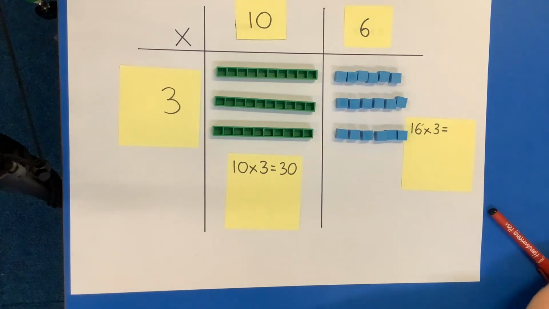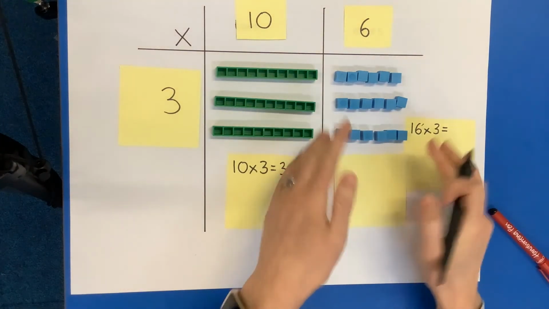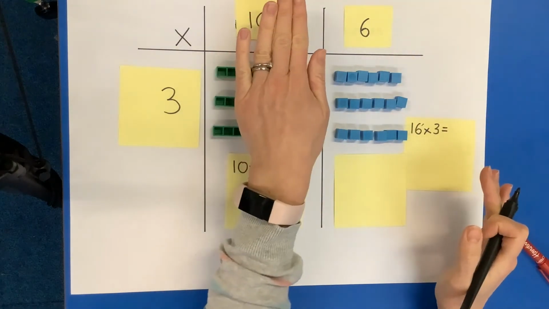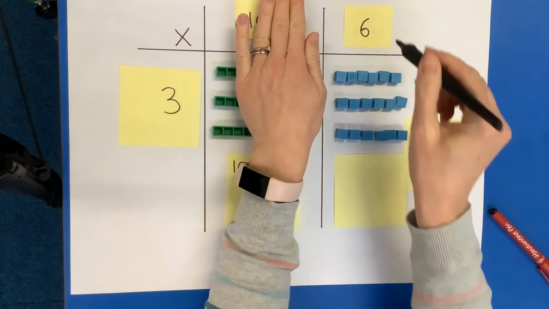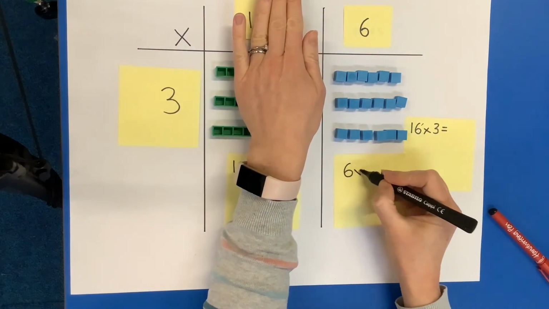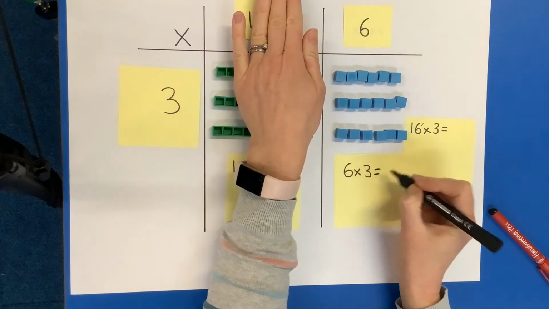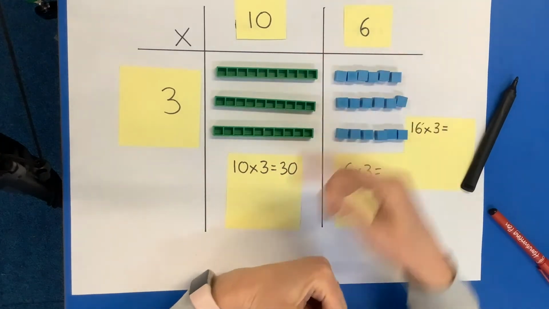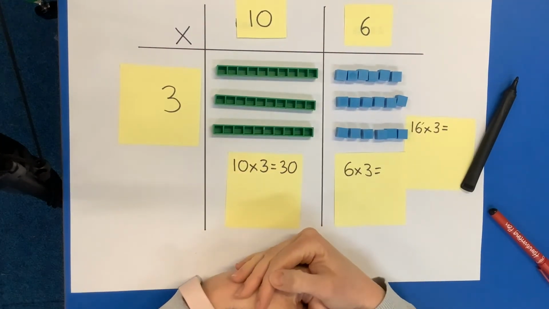But we haven't finished, of course. Now we've got to do just the ones. So ignore the tens and just the ones. 6 times 3. 6 times 3. Now we can count that up. Now I'm not very good with my 6 times table, so I'm going to do it with my 3 times table.